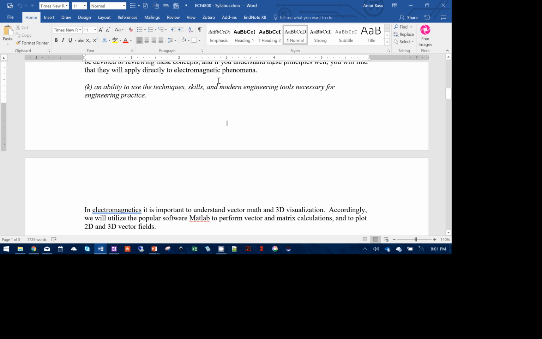Ability to use the techniques and skills in modern engineering tools. I mentioned that one of the things I want you all to learn is using MATLAB to perform vector and matrix calculations and plotting vector fields. I would like you all to also learn a tool called COMSOL for doing finite element simulations of electric fields. And it sounds complicated, but the way that we're going to do it this term, we're not going to get into all the details of finite element simulation.